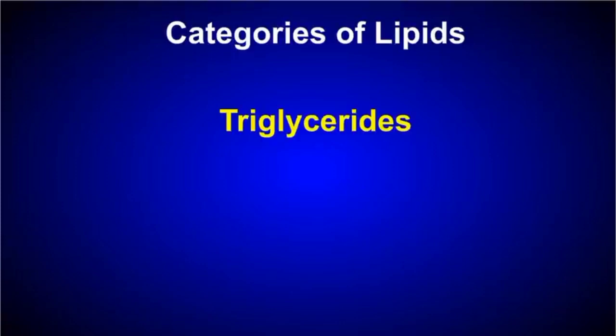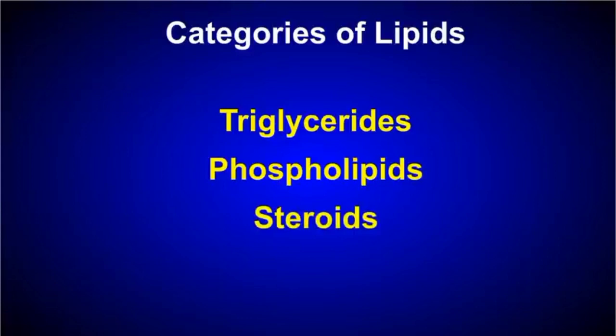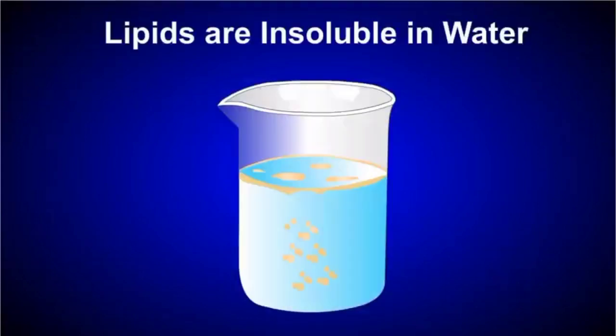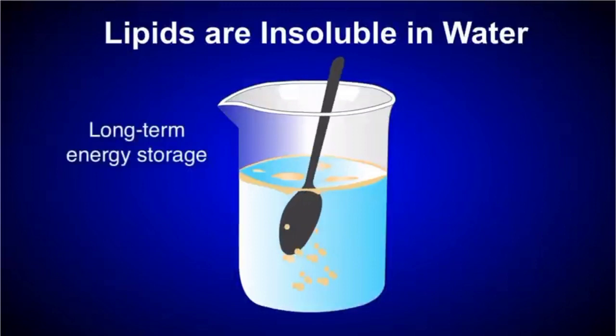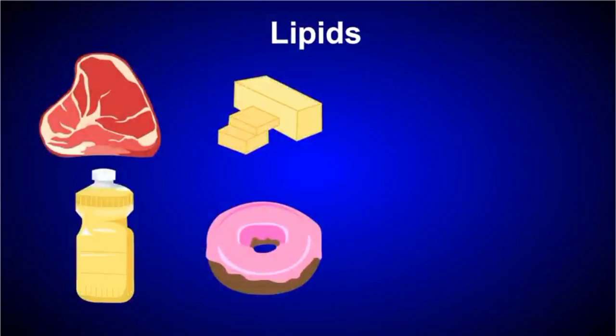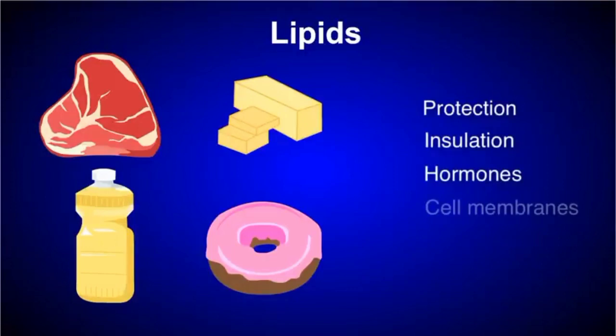Now that we've covered all four categories of lipids, let's do a recap. The four categories of lipids are triglycerides, phospholipids, steroids, and waxes. All lipids are insoluble in water. The primary function of lipids is long-term energy storage. Lipids are also used for a multitude of other purposes, such as protection and insulation, and as a key component of hormones and cell membranes.